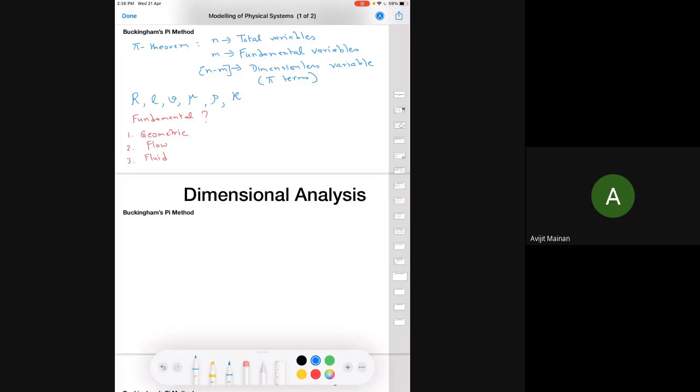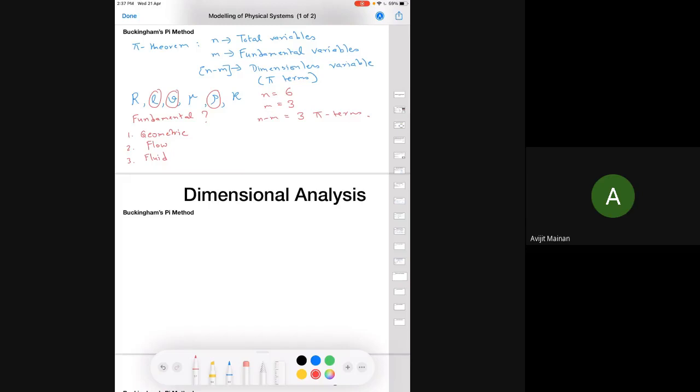Anyway, according to the Pi theorem then, do I have any geometric variables in my variable list? Yes, I do. L. So L is a length. So that's a geometric one. Then a flow variable V. That's a fundamental one then. And do I have a fluid property here? I have a fluid property which is the density of the fluid. So I can choose that one. Okay. So I choose 3 as fundamental variables. And the remaining 3, R, mu, and kappa, I will use to construct my pi terms. So we had n equal to 6, m we have taken to be 3, and n minus m is then 3. So I will have 3 pi terms.